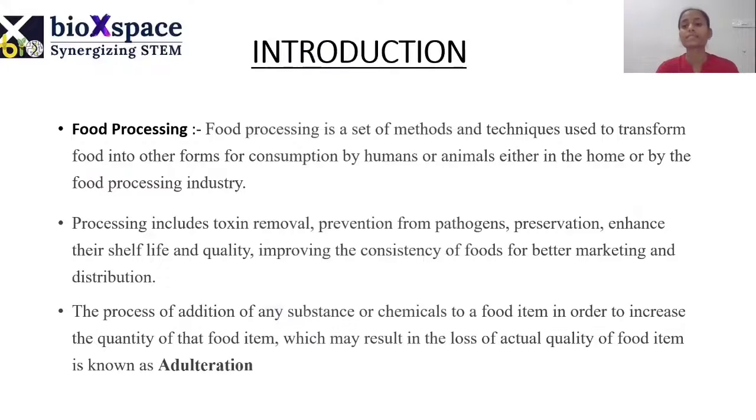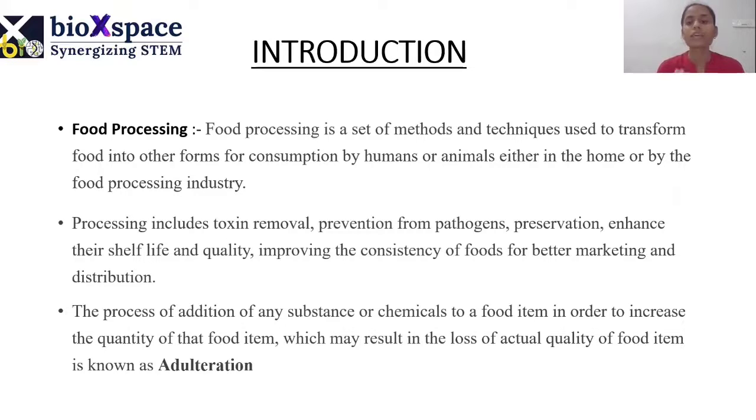So, food processing. Basically, food processing is a set of methods and techniques used to transform food into other forms for consumption by humans and animals, either in the home or by the processing industry. Processing includes toxin removal, prevention from pathogens, preservation, enhancing shelf life and quality, and improving the consistency of food for better marketing and distribution.